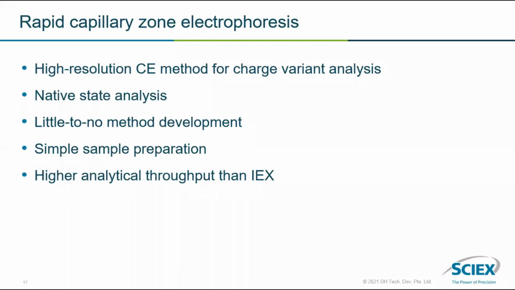The sample preparation is very easy. No desalting step is required. Just dilute the sample to 1 mg per ml, and then you can directly inject it into the capillary electrophoresis instrument. The data quality and the throughput you can achieve are very good when we compare with IEX technology. So capillary zone electrophoresis is again a very good technology for charge variant analysis.